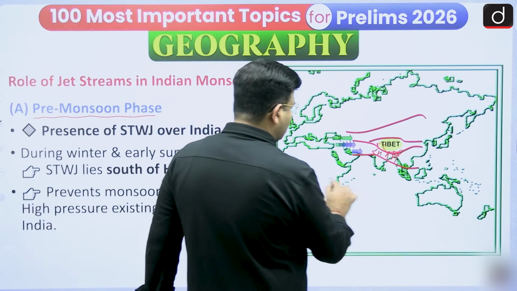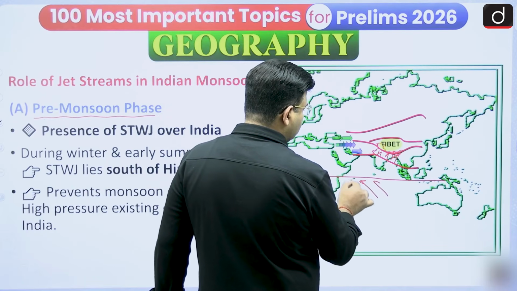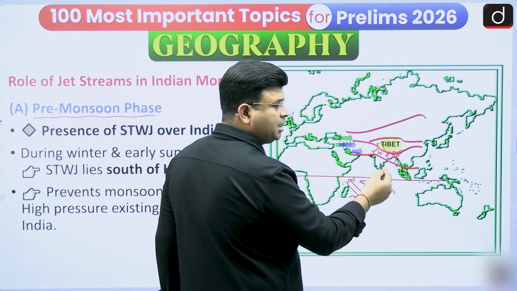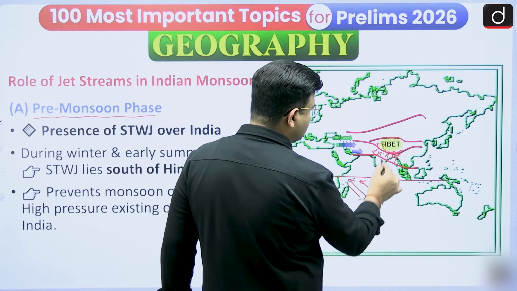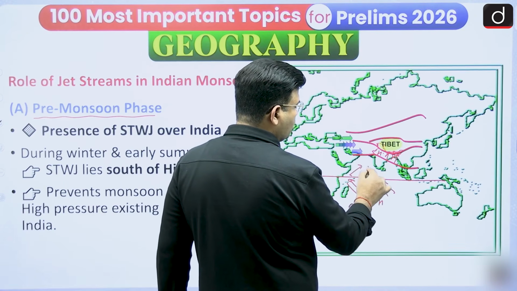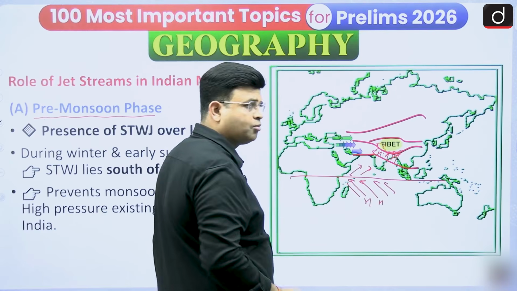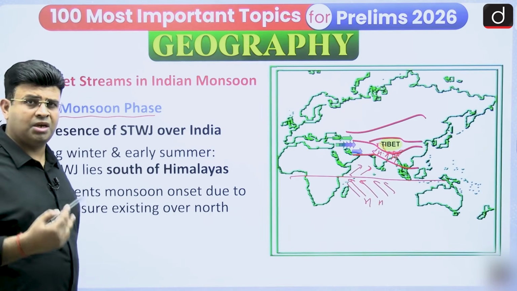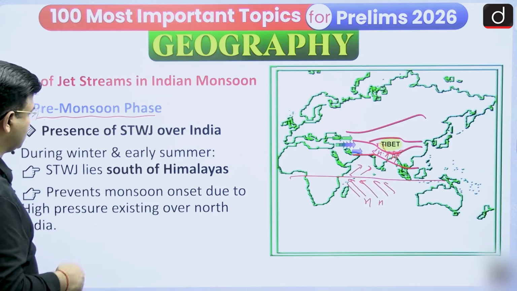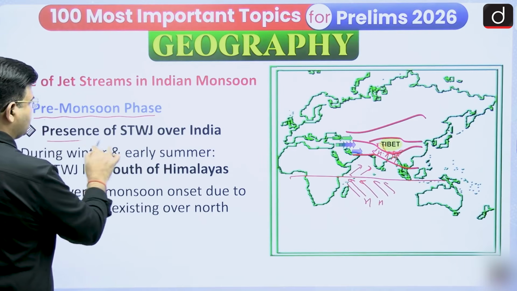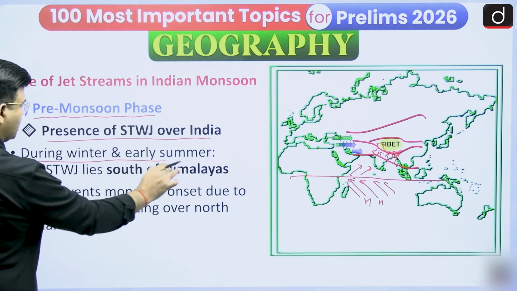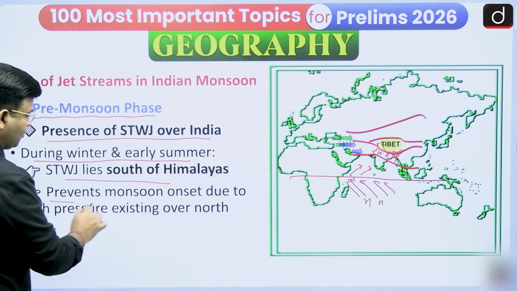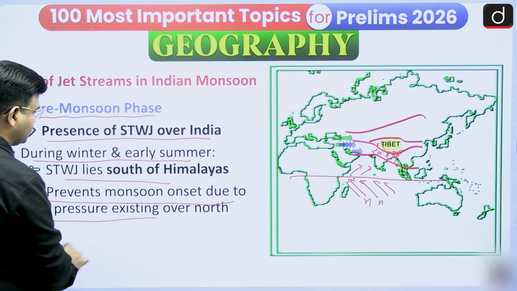When it becomes high pressure, then the southeast trade wind wants to come to this region. Because of this reason it should be very heated, but here it is in high pressure, both sides high pressure. This southeast trade wind is not able to cross the equator, not able to come here, and then the southwest monsoon does not form. The presence of the subtropical westerly jet stream over India during the winter and early summer, lying south of the Himalaya, prevents monsoon onset due to the high pressure existing over North India.